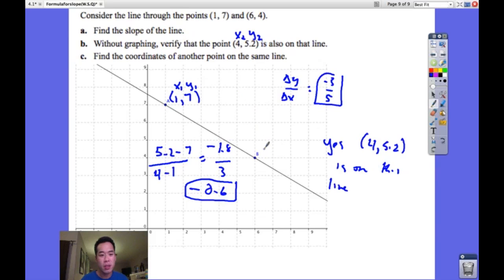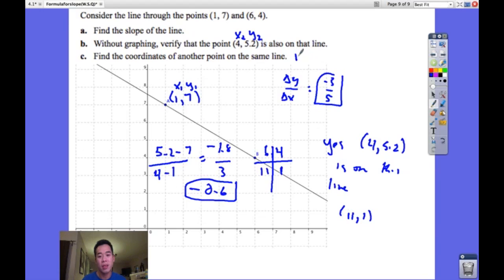Okay, the last question is find the coordinates of another point on the same line. Well, if I know my slope is negative 3/5 and I know this point for sure is 6, 4, just do the little quick t-table if you want. You know that y is going down by 3. So 4 minus 3 is going to be 1. X is going to be increasing by 5. So 6 plus 5, 11. So another point on this line is going to be 11, 1.